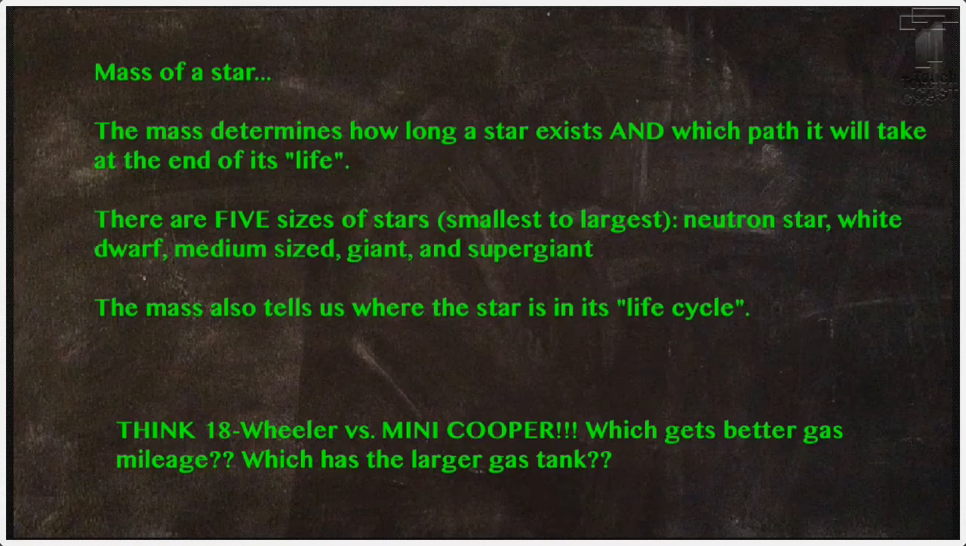So there are 5 sizes of stars from smallest to largest. We have neutron, white dwarf, medium, giant, and supergiant. And the mass of the star is going to determine which pathway it takes and where exactly it is in its quote-unquote life cycle. So again, think about an 18-wheeler versus a Mini Cooper. Which one's going to get the better gas mileage and which one's going to have the larger gas tank?